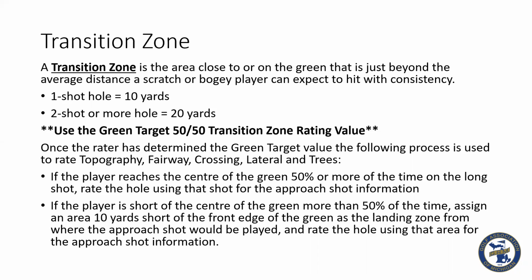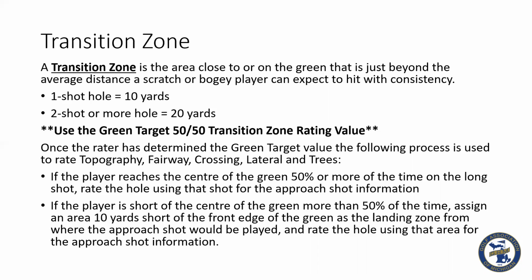So on a one-shot hole, our transition zone is 10 yards. And on a two-shot or more hole, the transition zone is 20 yards. And you'll see what this will look like here in a second. We've got an example on our sheet when the transition zone comes up.